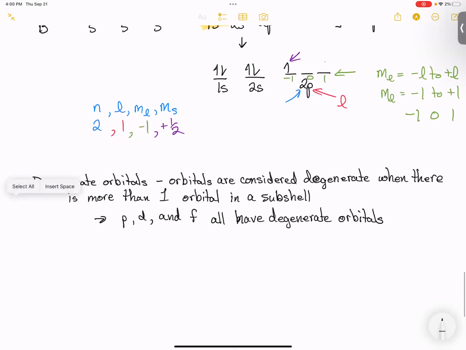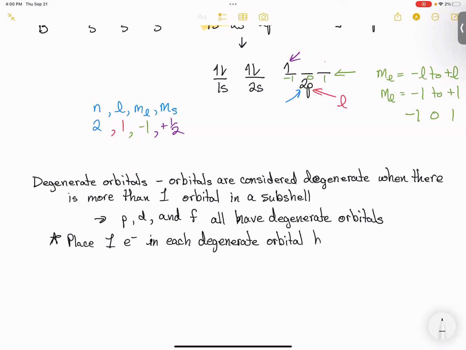Now, the reason this is important is because you always place one electron in each degenerate orbital before pairing. And the reason we do this is because an unpaired electron is lower in energy than when you pair them.